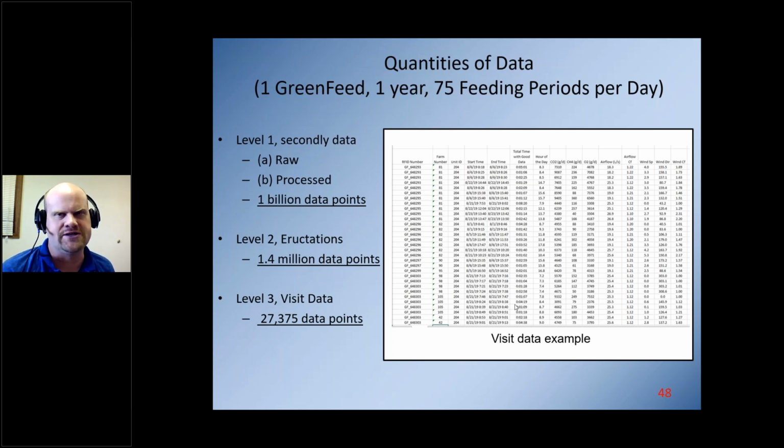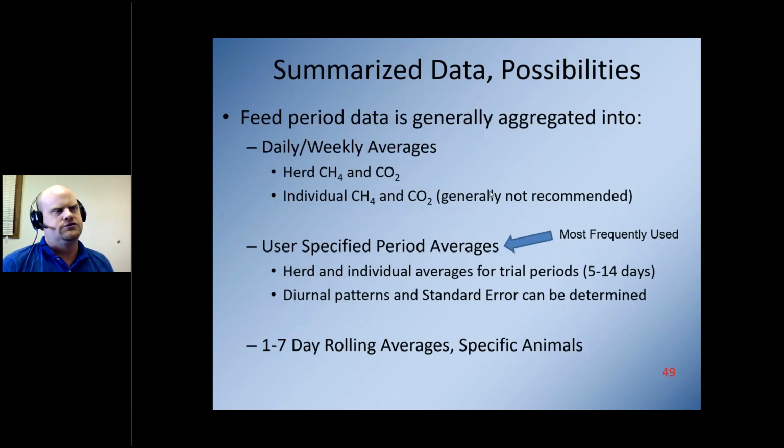And so I'm going to provide some examples from papers of how other authors have used this data. Generally what we find is this visit data, feeding period data, is taken for daily or weekly averages. Often people will calculate herd average CO2 or individual average methane and CO2. And this is actually for daily emissions.